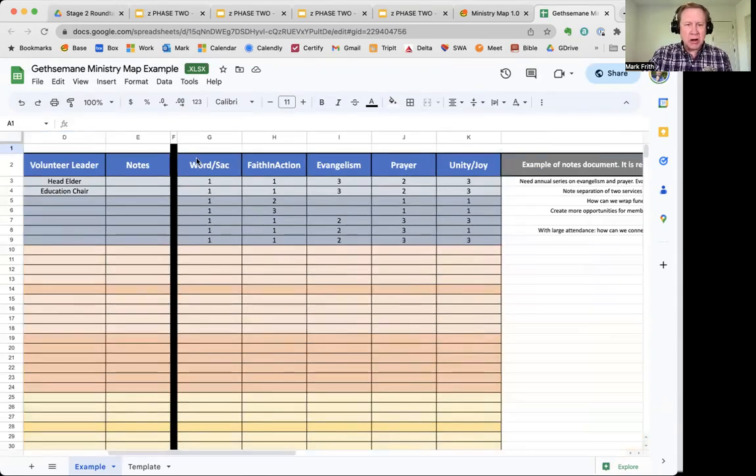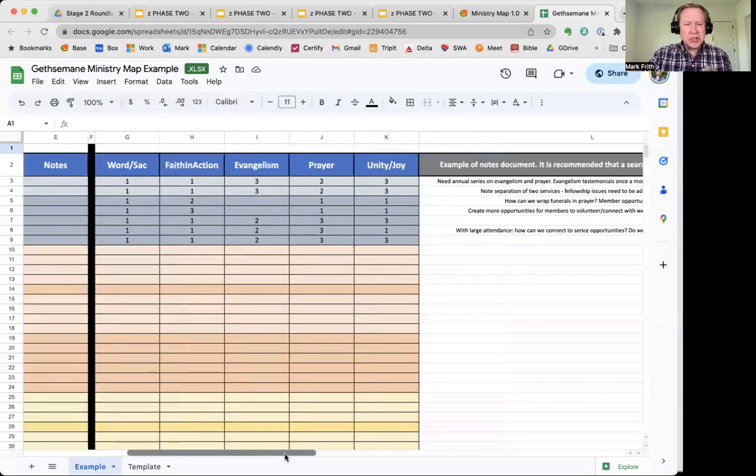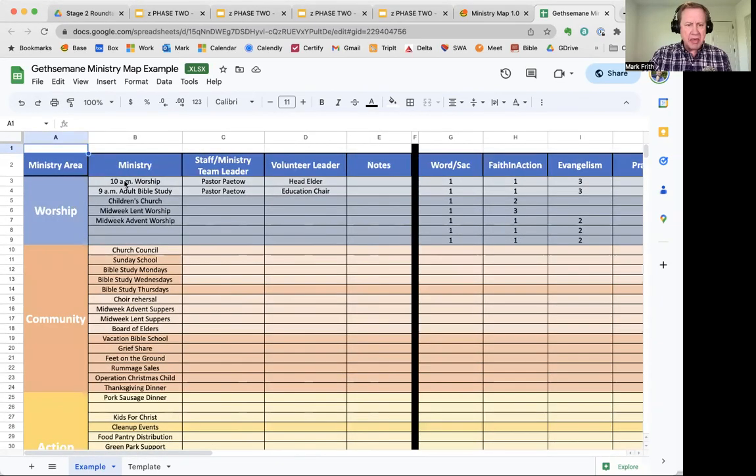So you see that those are our mission pillars across the top: word and sacrament, faith and action, evangelism, prayer, unity, joy. So each ministry group will actually analyze or evaluate their particular ministry operation. Each of these various groups are led by a staff member or a volunteer leader, if you will, and it's these two people or a couple of people that we want to work with initially in our first ministry leaders meeting upcoming. And so we'll teach them how to evaluate with their group.